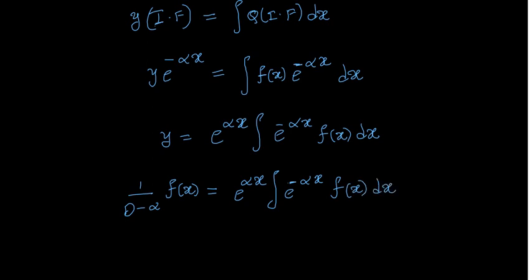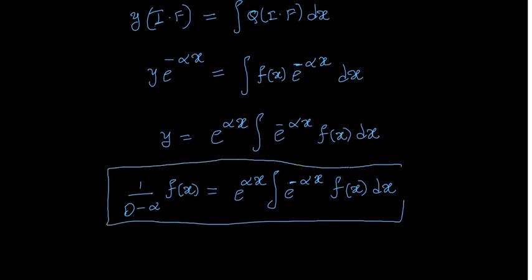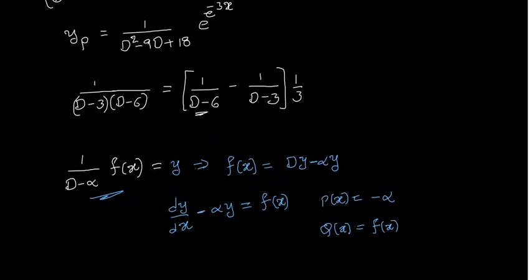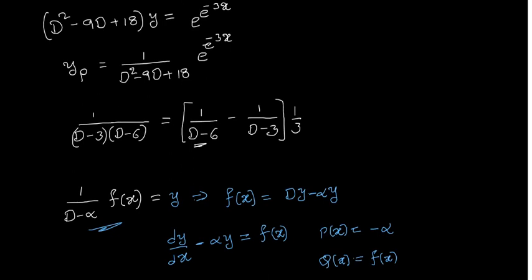Now this is the formula we derived here. Okay, now we are going to use this formula to solve the given problem. So here I need to add this operator 1 by d square minus 9d plus 18 on this function. So I'd like to see this individually.